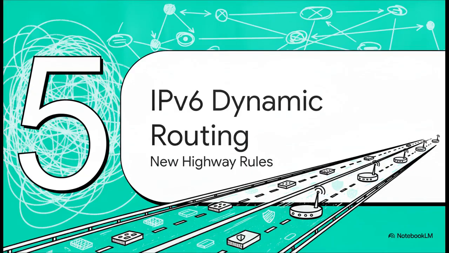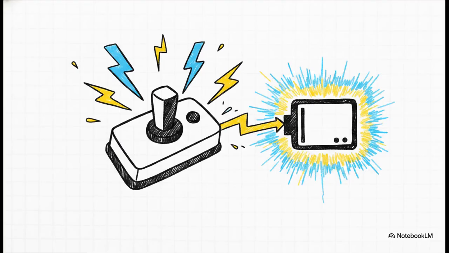Finally, Section 5, dynamic routing in IPv6. New rules for a new highway. With this massive new 128-bit address space, dynamic routing protocols needed a serious overhaul. But hold on, before you touch a single protocol, you've got to remember the master switch. The global command ipv6 unicast-routing must be enabled. If you don't type this in first, your routers simply will not route IPv6 packets, period. It is the absolute mandatory first step.